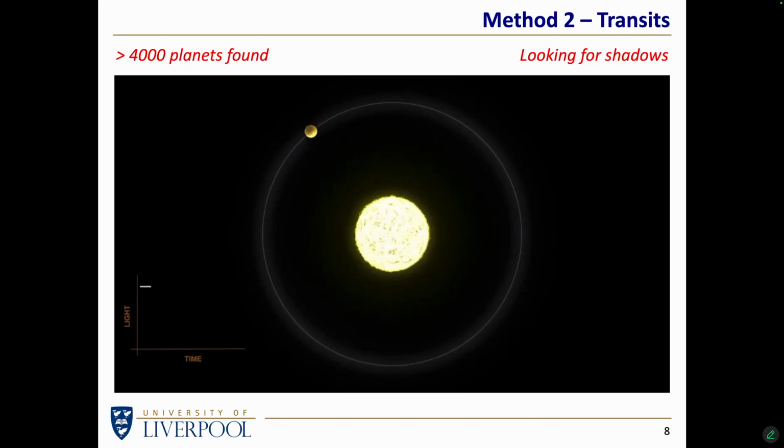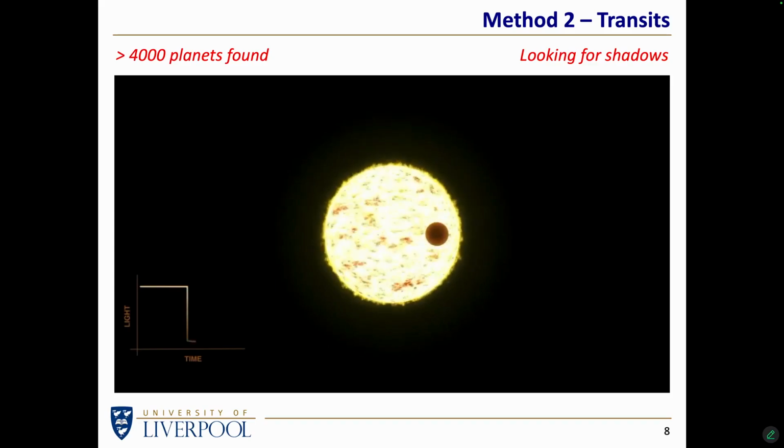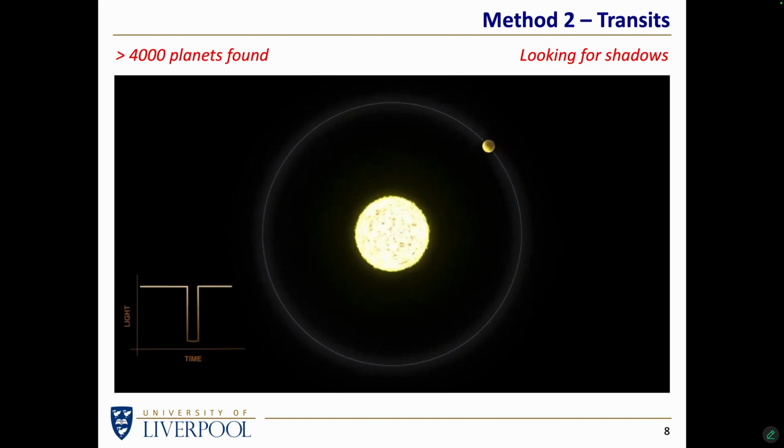The second method is the transit method, and again this has been used to find thousands of different exoplanets. What happens if a planet happens to move in front of the star? The light from the star, shown by the little cartoon on the left hand side there, can drop. As long as we measure the output of the star accurately enough, we can see even a small drop.